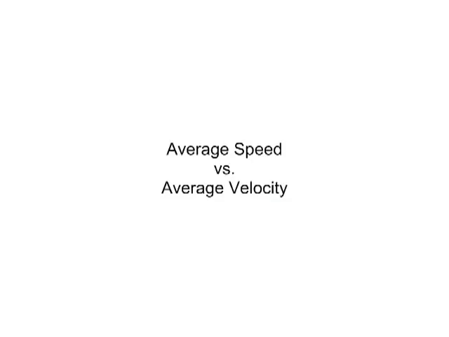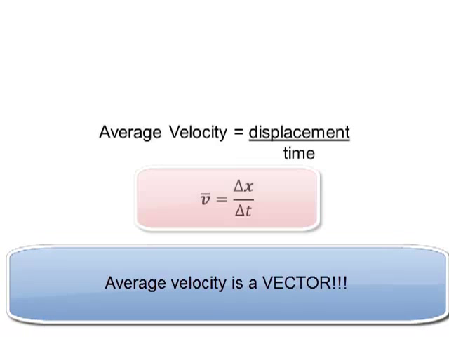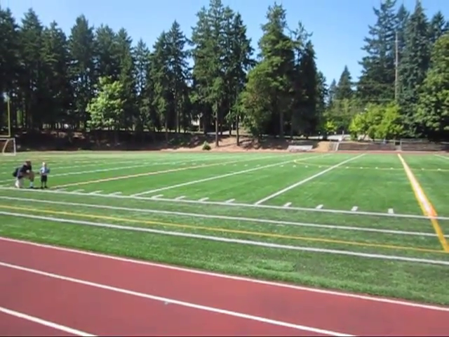Let's now consider the difference between average speed and average velocity. Average speed is defined as the distance traveled over the time. It is a scalar. Average velocity is defined as displacement over time, or delta x over delta t, and it is a vector.